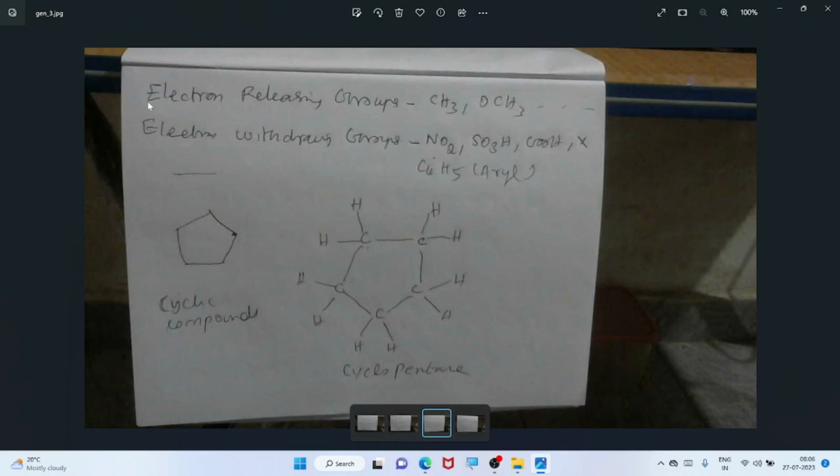These are some examples of electron releasing groups: methyl, the OCH3 group. Electron withdrawing groups are the NO2 and similar groups. If you see a cyclic compound like this, the atoms are not shown, but there is carbon and hydrogen. Carbon has 4 valency electrons, so 4 bonds are connected. This is equivalent to this.